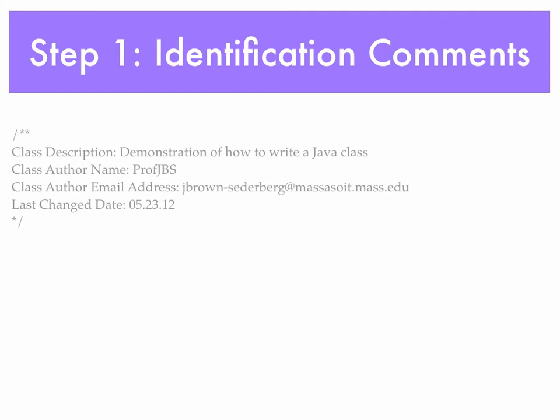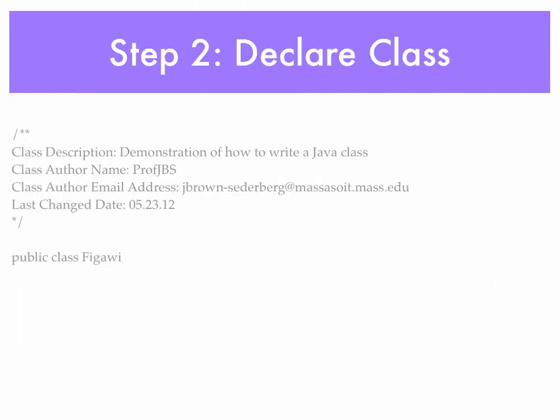Having completed our identification comments, we move on to the declaration of a class. And here with this line, public class Fagawi, I'm declaring that this class will be known as the class Fagawi. Now it's important that I save this class in a file named Fagawi with a capital F, as I've written it here, .java. So with this line, public class Fagawi, I declare this class to be a public class and to be named Fagawi. And I'll save it into a file named Fagawi, capital F-I-G-A-W-I, .java.